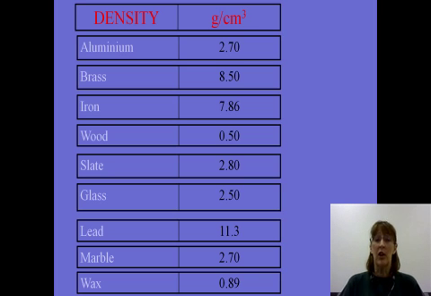Here we have a chart that shows the densities of several different metals. Aluminum is 2.7 grams per centimeter cubed. Brass is 8.5 grams per centimeter cubed. We've got more than just metals in here. We have wood, slate, glass, lead, marble, wax. Look at wax, 0.89 grams per centimeter cubed.